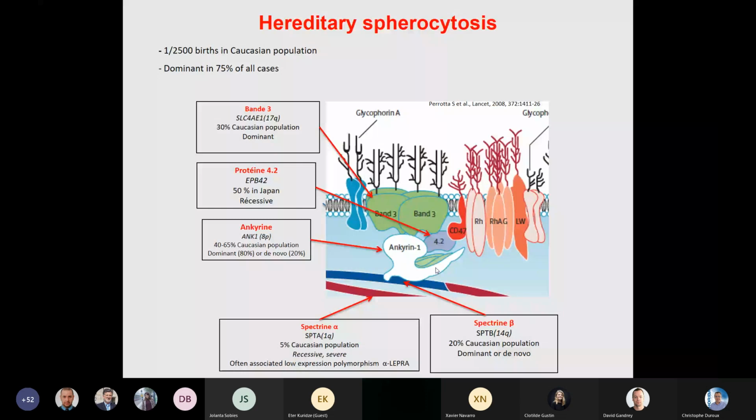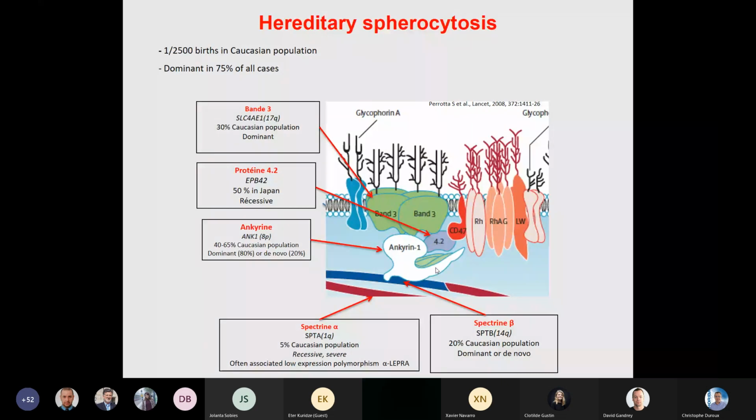The first one is a deficiency in 4.2 protein. It's really not frequent in Europe. I don't have any patient with this defect, but it's way more frequent in Asia, and it leads to recessive spherocytosis. And finally, you have the spectrin alpha related spherocytosis. In spectrin alpha, it's rare, but it's most of the time severe and it's recessive.